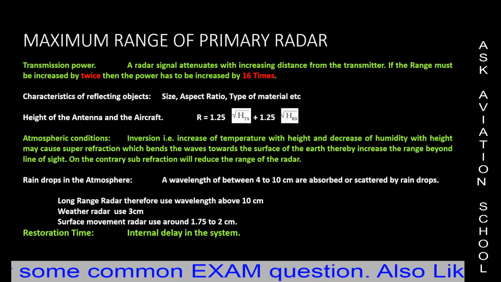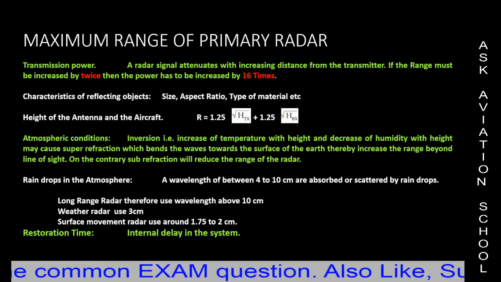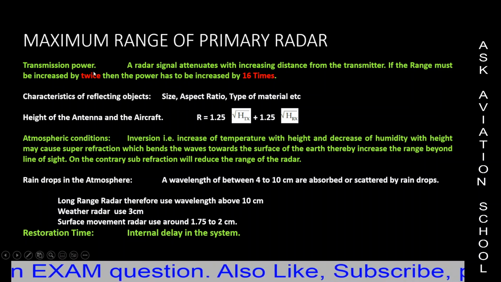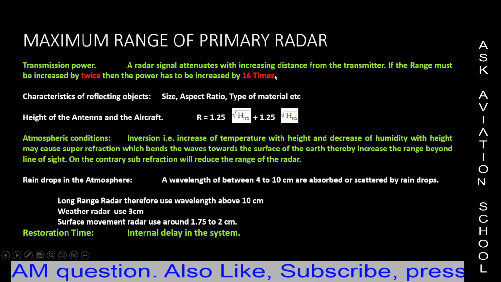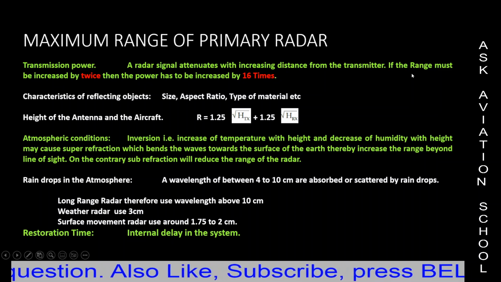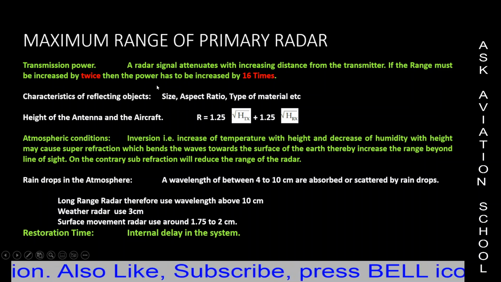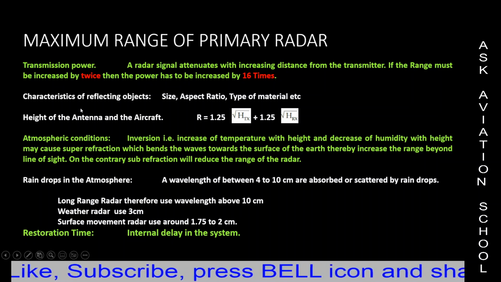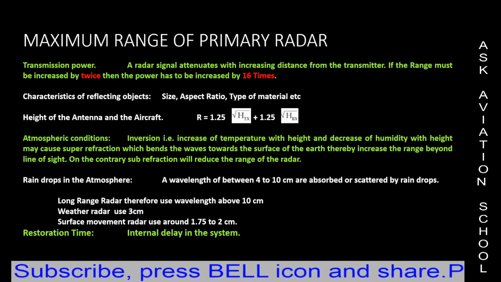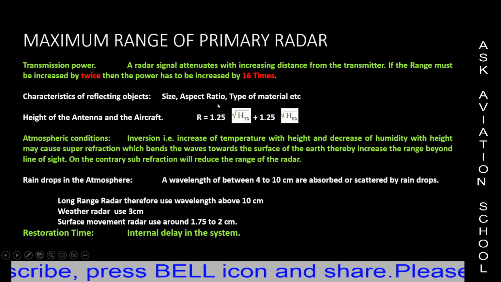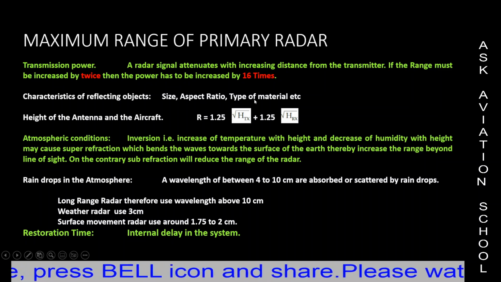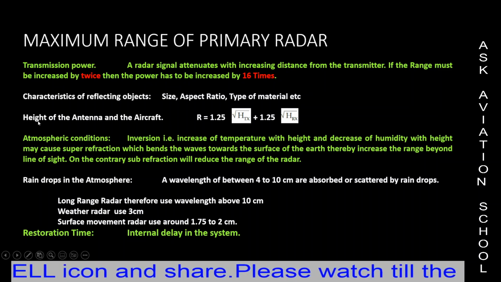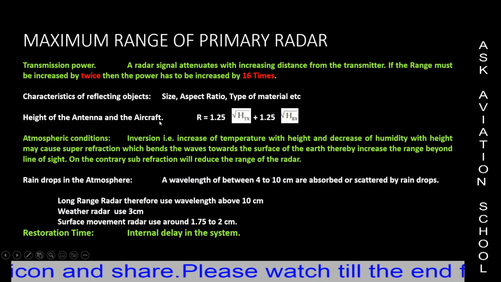So apart from the PRI, the maximum range of the primary radar will also depend upon the power of transmission. A radar signal attenuates with increasing distance from the transmitter. If the range must be increased by twice, then the power has to be increased by 16 times. It also depends upon the characteristics of the reflecting object, like the size of the target, the aspect ratio of the target, and the type of target material. It also depends upon the height of the antenna and the height of the aircraft.